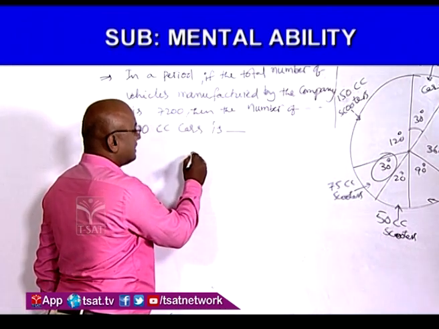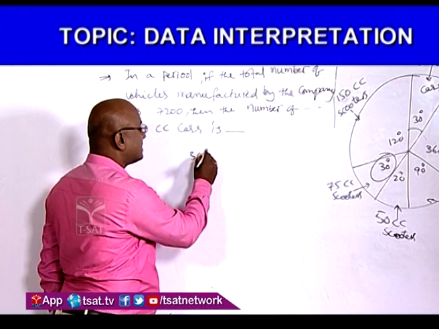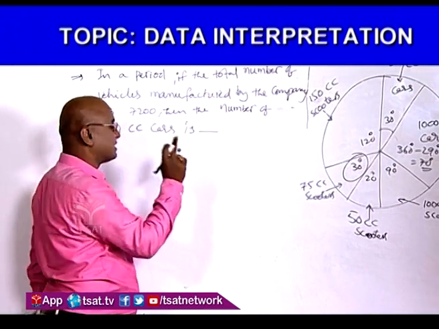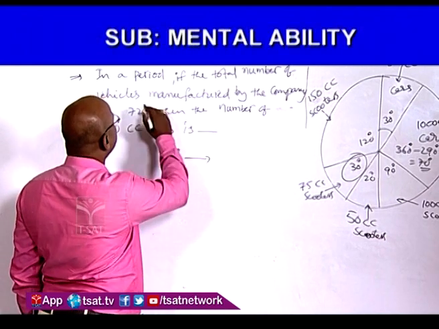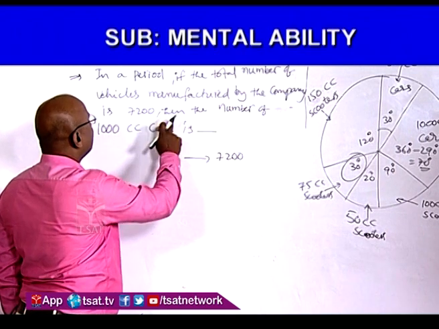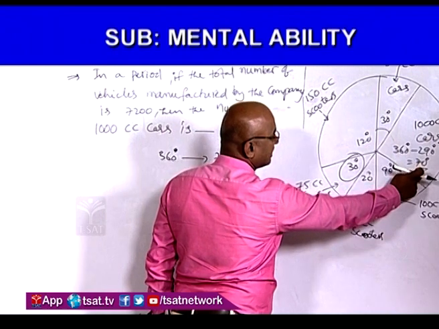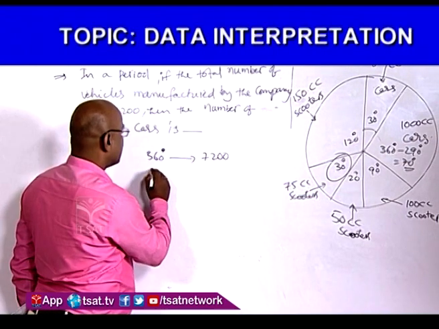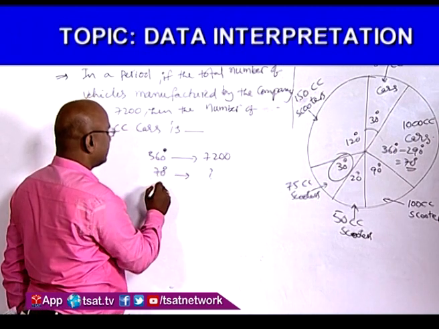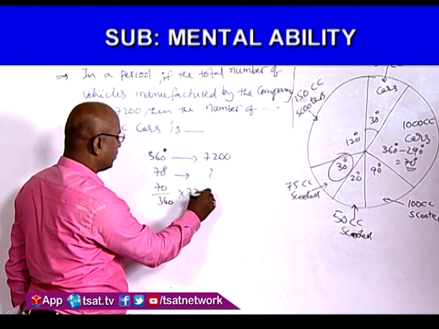The total number, that means 360 degrees, is the total manufacturing. Okay? It always reveals that that value corresponds to 360 degrees. If 360 degrees is equal to 7200, then what is the value of 1000cc cars? That is 70 degrees. So then 70 degrees how much? Got it? Right. 70 by 360 into 7200.